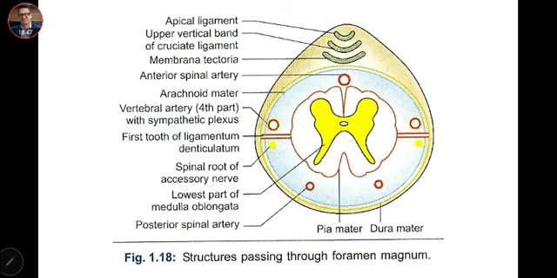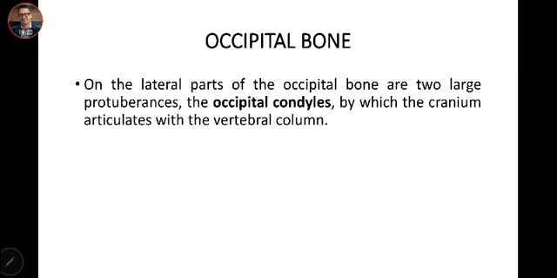Spinal root of accessory nerve, and this is a very important structure. Rather, you can say the most important structure passing through the foramen magnum is this. This is the lowest part of the medulla oblongata, which downwards continues as your spinal cord, and also the posterior spinal artery. This is pia, dura, and collectively dura mater, pia mater, and arachnoid mater, you can say meninges, passing through that.